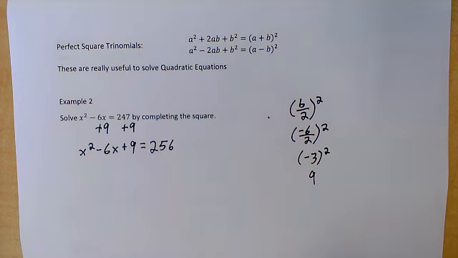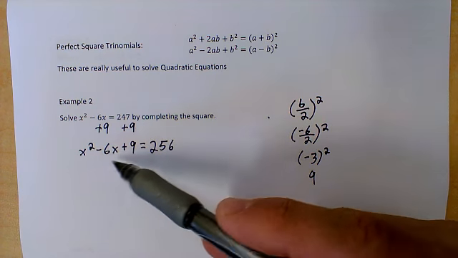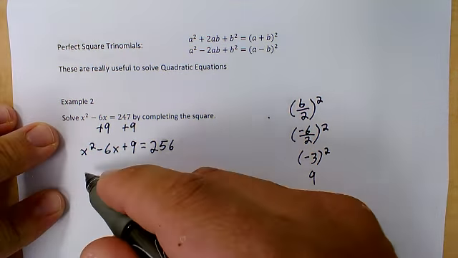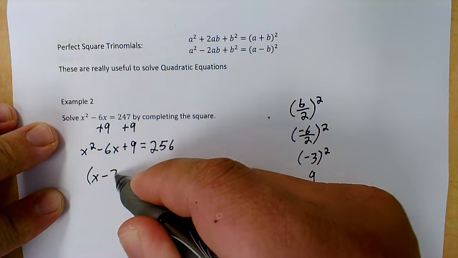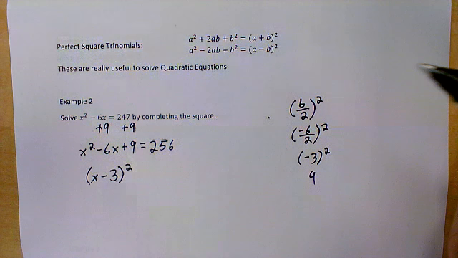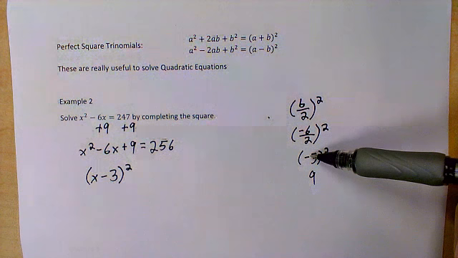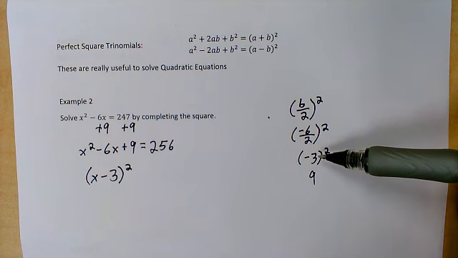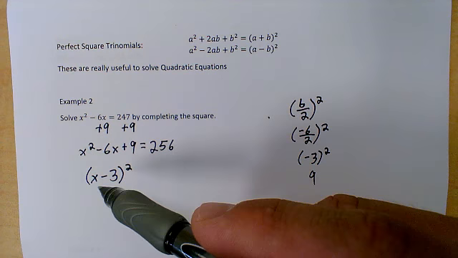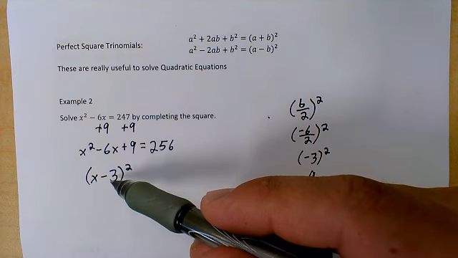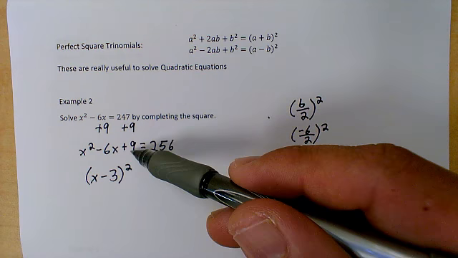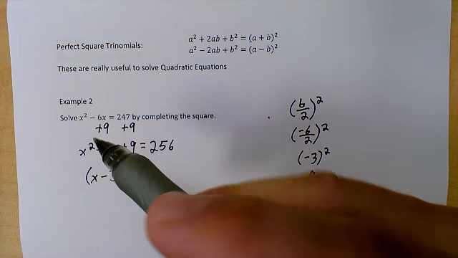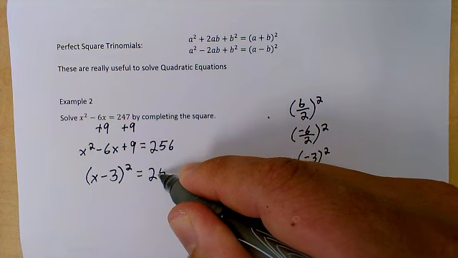Now what makes this useful is that we can write this as a factored perfect square. It will factor to x minus 3 squared. How I know that is because it's always going to be what b over 2 was before I squared it. Since it was negative 3 before I squared it, that's how it factors. That's because negative 3 times negative 3 would be positive 9, and negative 3 plus negative 3 would be the negative 6x in the middle. And it equals 256.